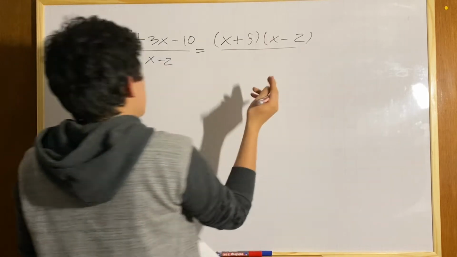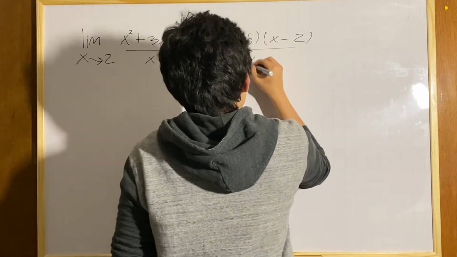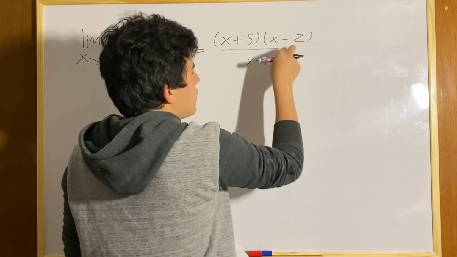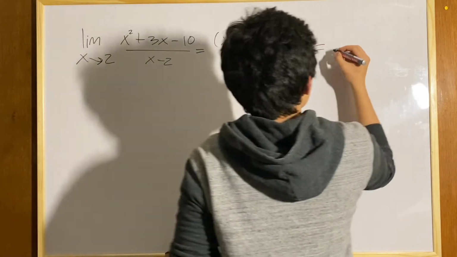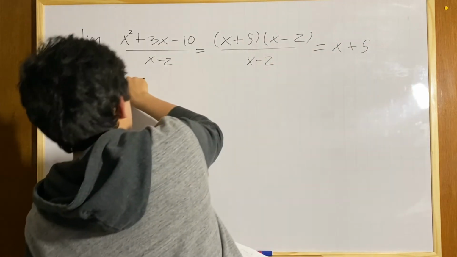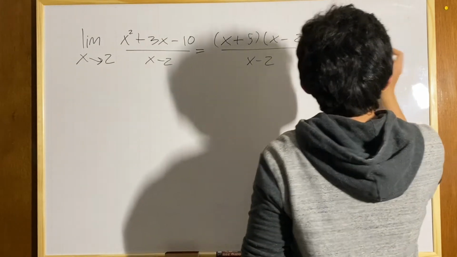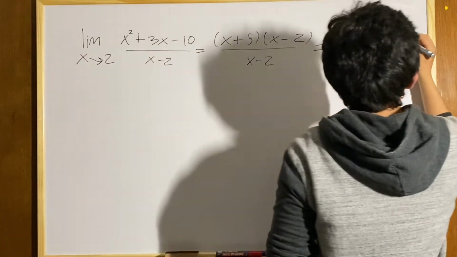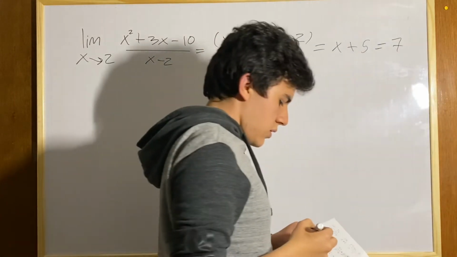And now, you see what we do here. We have x minus 2 over x minus 2, and these go out, and we get that this is equal to x plus 5. Now we can plug in 2, and so we would get 2 plus 5, that's simply equal to 7. Pretty cool.